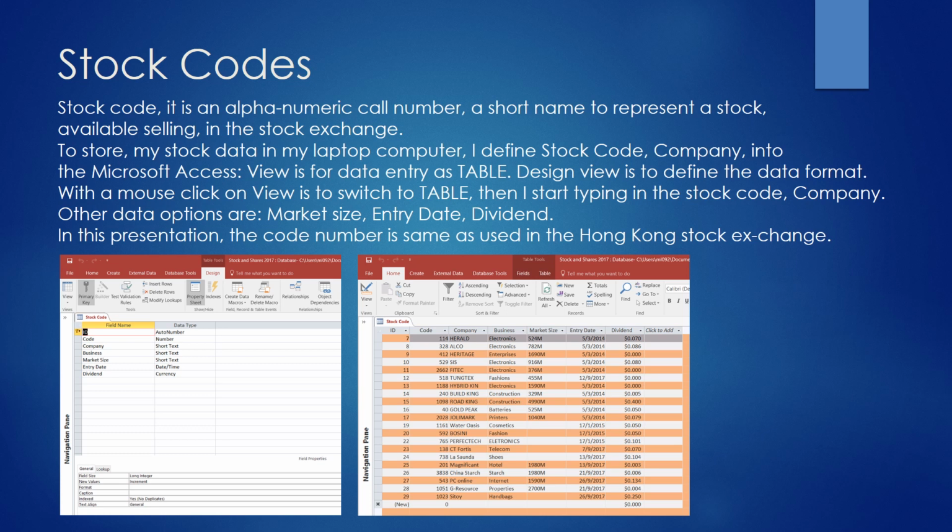View is a data entry as table. Design view is to define the data format. With a mouse click on view, I switch to table. Then I start typing in the stock code of the company. Other data options are market size, entry date, dividend. In this presentation, the code number is the same as used in the Hong Kong Stock Exchange.